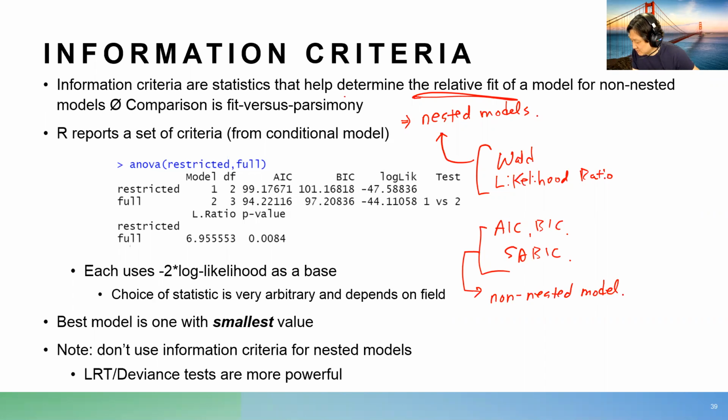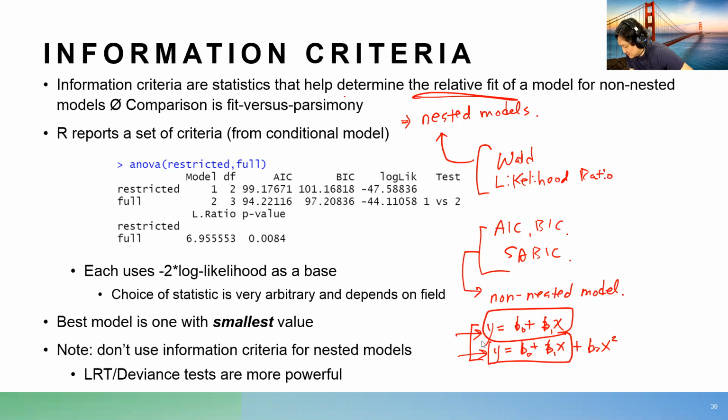Okay, what is a nested model and a non-nested model? So for example, y equals b0 plus b1x, and y equals b0 plus b1x plus b2x2. Look at these two equations, regression lines. It means the first regression model is nested within the second regression model, right? So this part is nested in this model. In this case, this is called a nested model.